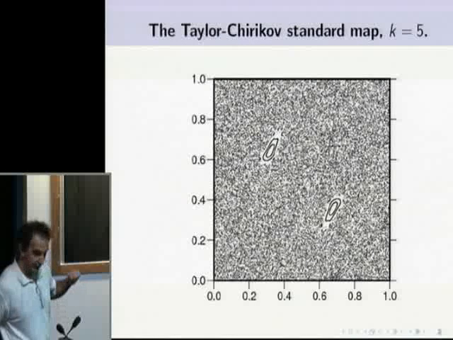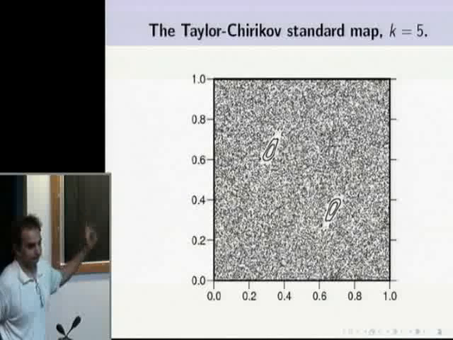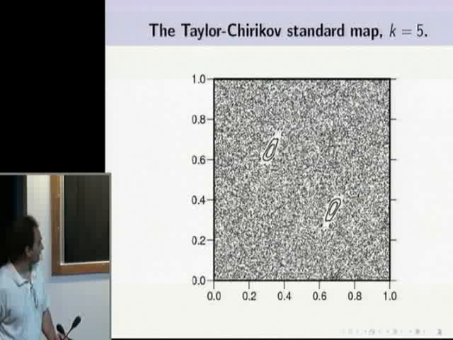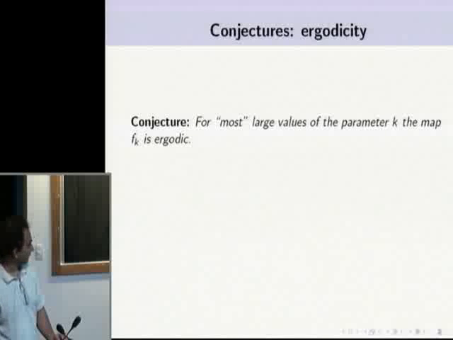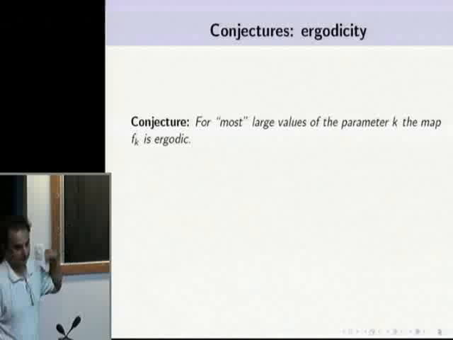And then when you increase the parameter further, you will see in computer experiments less and less elliptic islands and more regions that look completely chaotic, just as for a Lozi map or something like that. So the conjecture is that for most large values of the parameter, you don't have elliptic islands at all. And moreover, you have a system which is ergodic. What does "most" mean? Let's say for the set of parameters that has density 1 at infinity.